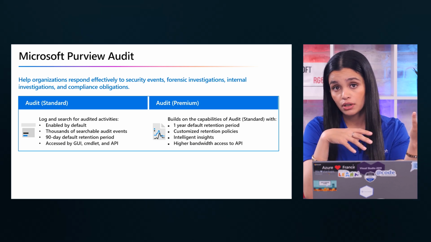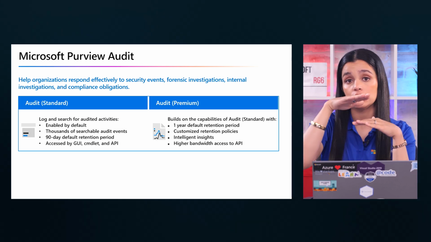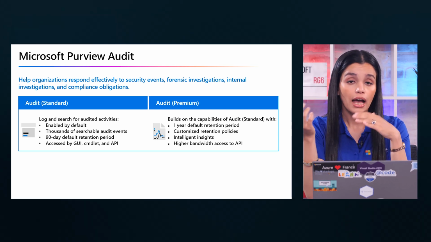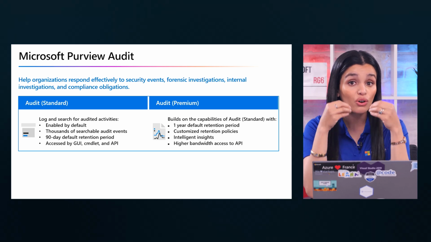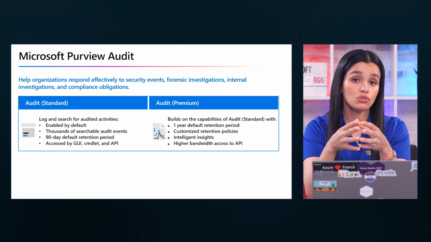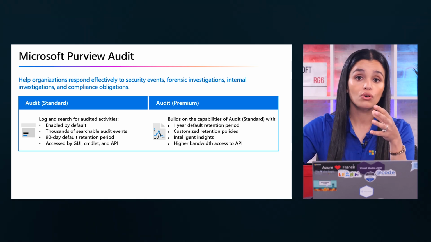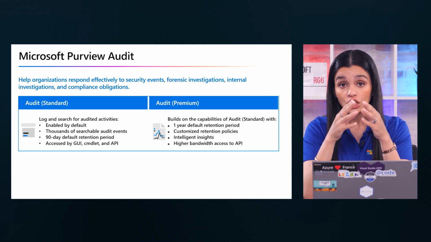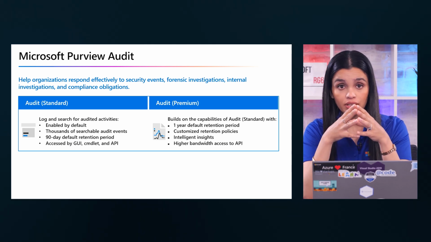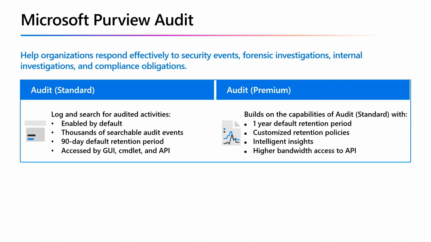Audit Premium builds on the capabilities of Audit Standard. Audit Premium provides longer retention of audit records, with a default of 1 year, and customized audit log retention policies. It also provides intelligent insights and more bandwidth to access auditing logs through the Office 365 Management Activity API, or Application Programming Interface.